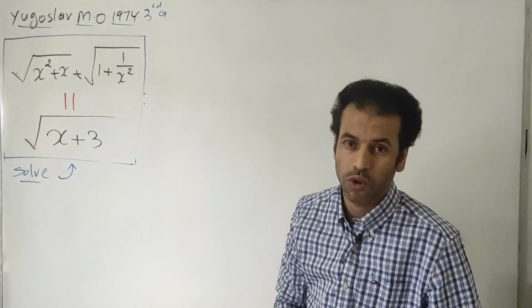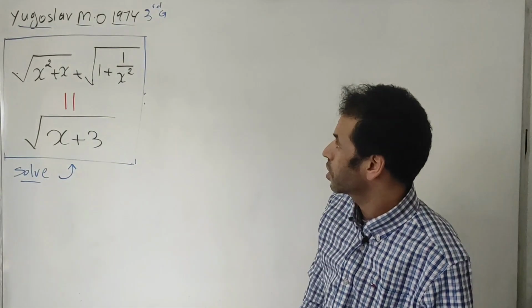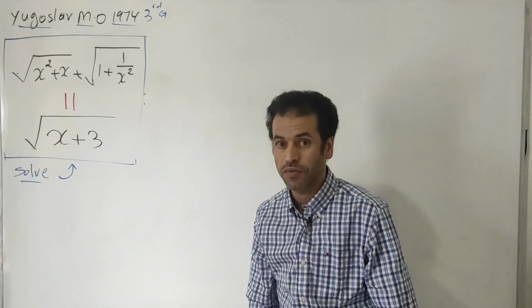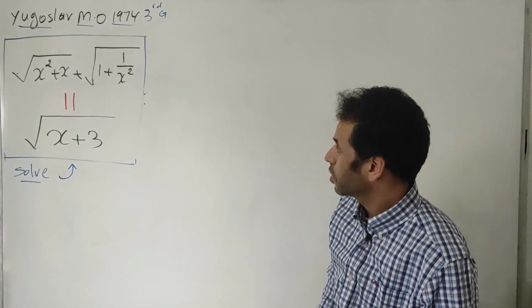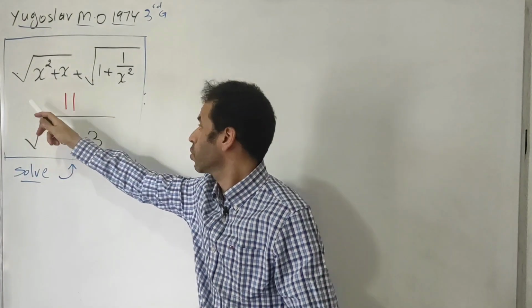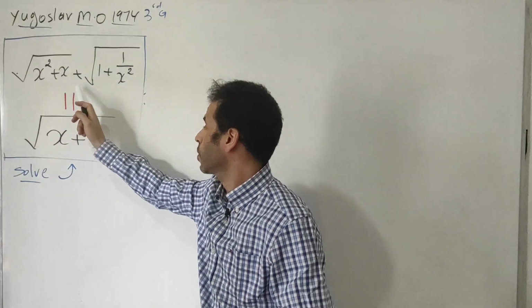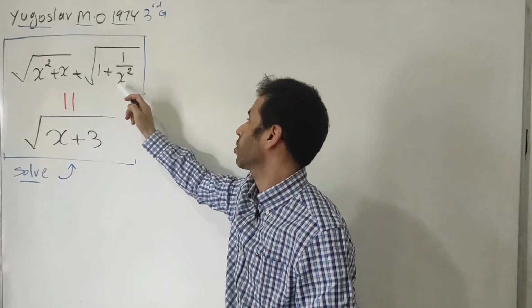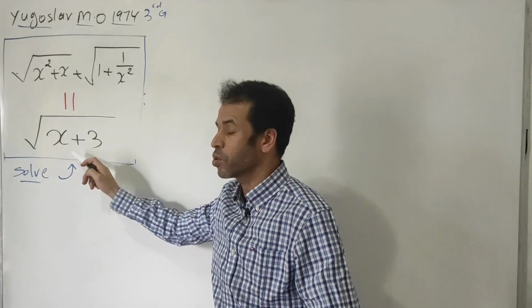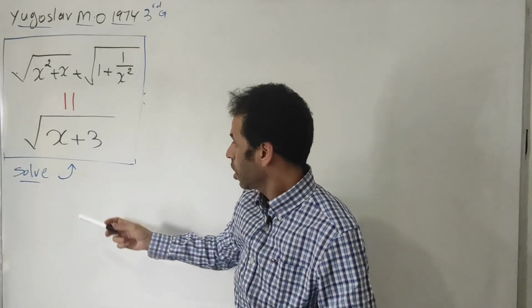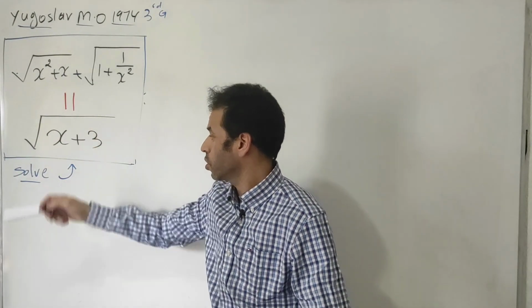Today's video I would like to introduce a very nice problem of the Yugoslav Mathematical Olympiad, edition 1974, grade number 3. Here is the following setup. We have the square root of x squared plus the square root of 1 plus the reciprocal of x squared, equals the square root of x plus 3. Our goal is to solve this equation.